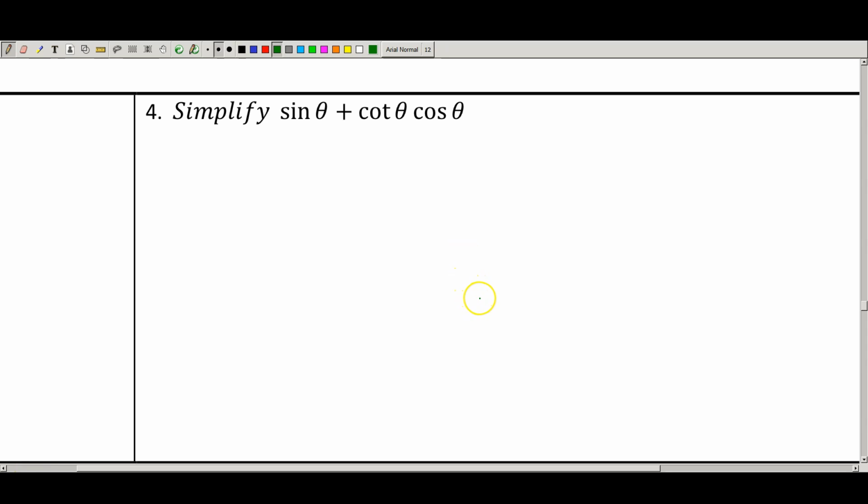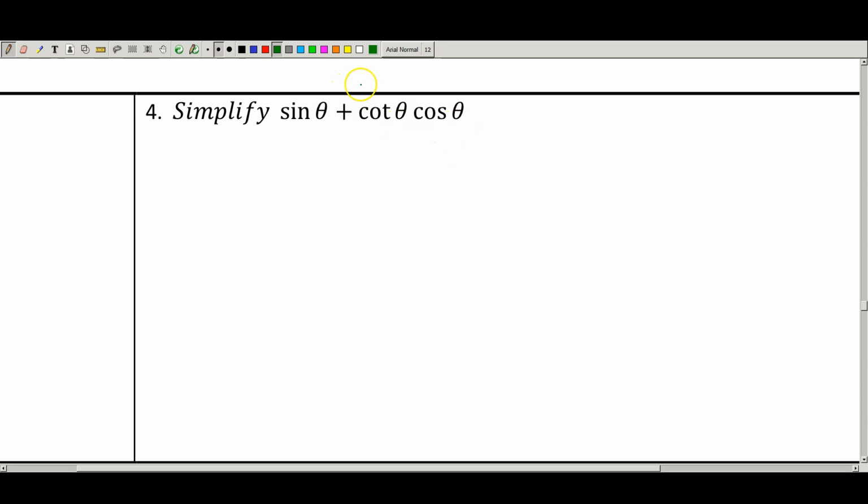All right, our next example with trig identities is another simplifying problem. And this one's going to involve some fractions and combining fractions. Okay, so this is another big type of problem that we're going to be solving. This one says simplify sine theta plus cotangent theta cosine theta.